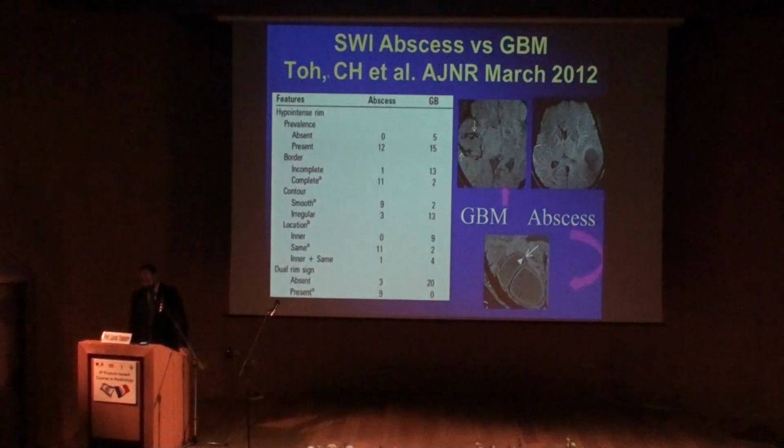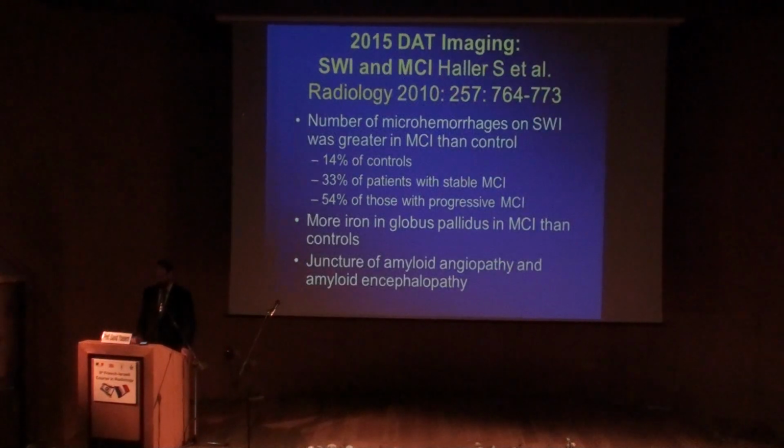And this publication from 2012 described this finding. As you can see, this is a GBM up top, which does not have the same double rim sign versus the abscess, and they were able to distinguish the two very well using that finding with SWI.